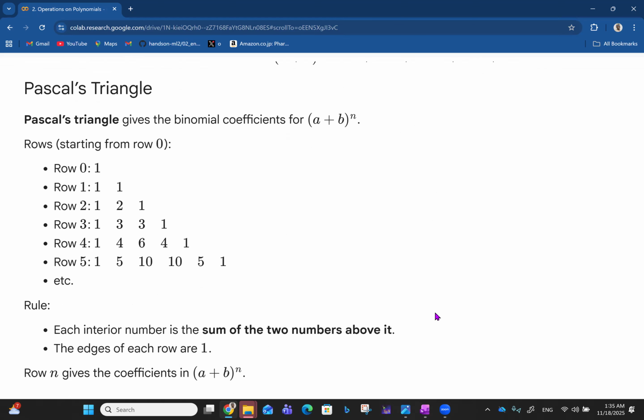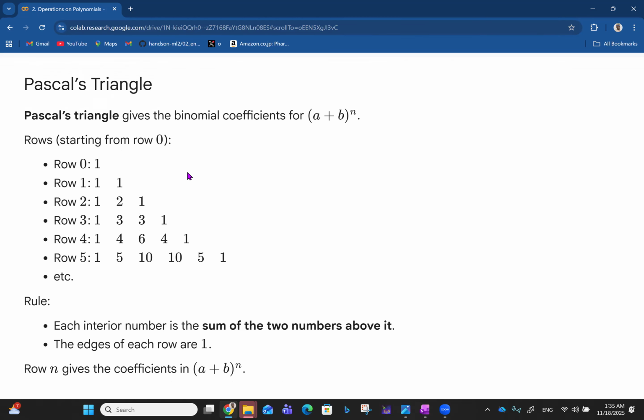So we have the idea of Pascal's triangle now. This is really cool. Pascal's triangle gives the binomial coefficient for (a + b) raised to power n, with rows starting from row 0. Row 0 is 1, row 1 is 1, 1, row 2 is 1, 2, 1, row 3 is 1, 3, 3, 1, row 4 is 1, 4, 6, 4, 1, row 5 is 1, 5, 10, 10, 5, 1, etc. Each interior number is the sum of the two numbers above it. The edges of each row are 1. So row n gives the coefficients in (a + b) raised to power n.